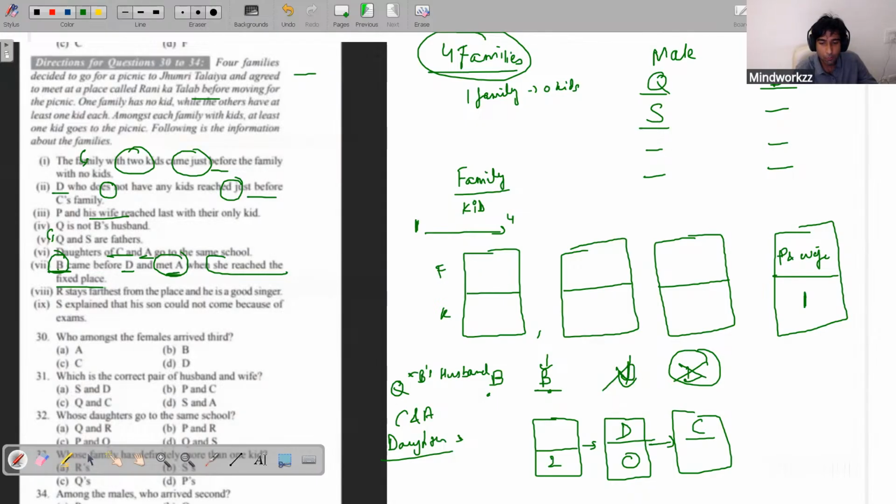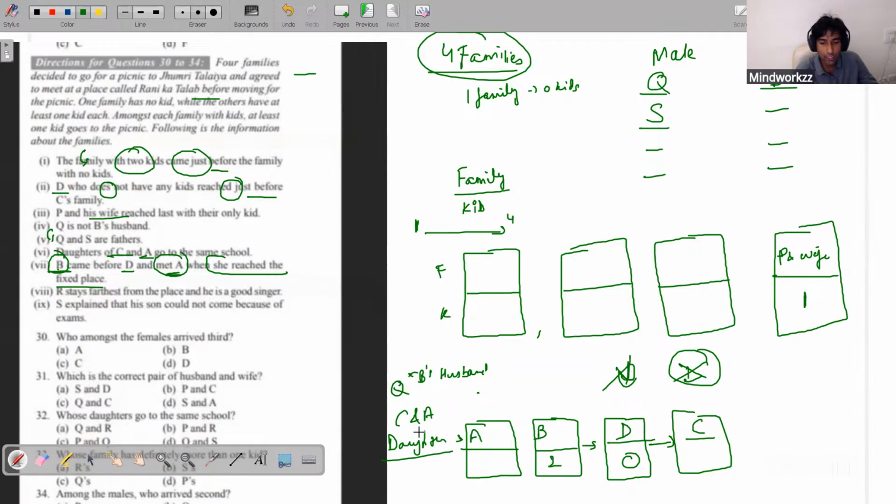If you put B here, as the first person coming, how would she have met A when she reached? So that means the puzzle is essentially solved. You know that B is the person who has two kids, and then you have A who came first. Now B is a female, we know that. Is A male or female, we don't know. How many kids, we don't know.